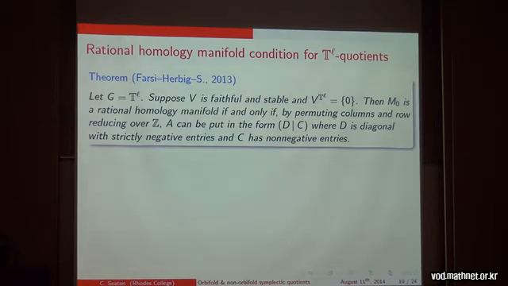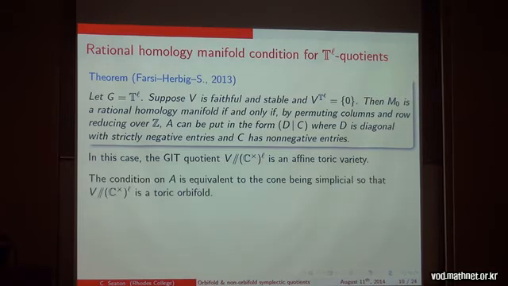The reason for this is that in this case, the GIT quotients are affine toric varieties. So by the Kempf-Ness homeomorphism, the topology of this is determined by some toric variety. And the condition that we put on the weight matrix is equivalent to the cone of that toric variety being simplicial. So if this is the case, then we get a toric orbifold, so we know that it's homeomorphic to an orbifold. Interestingly enough, if it's symplectomorphic to an orbifold, it will be a different orbifold. So we get homeomorphisms, but they're not smooth, and they don't preserve the groups that we're talking about.